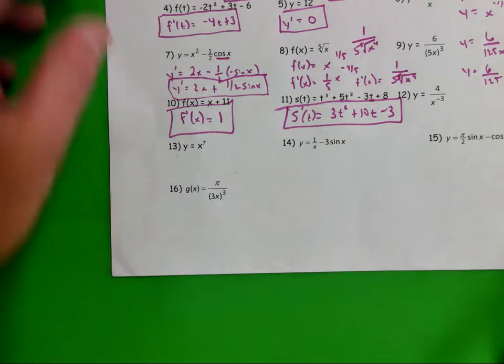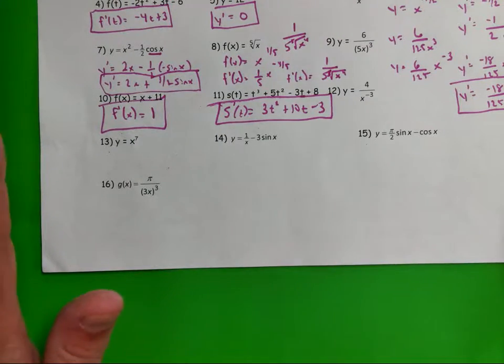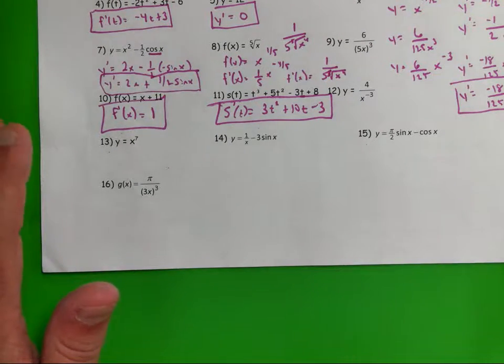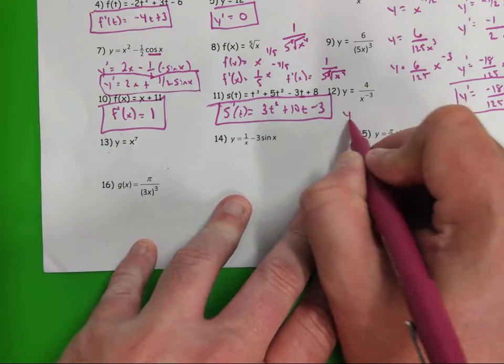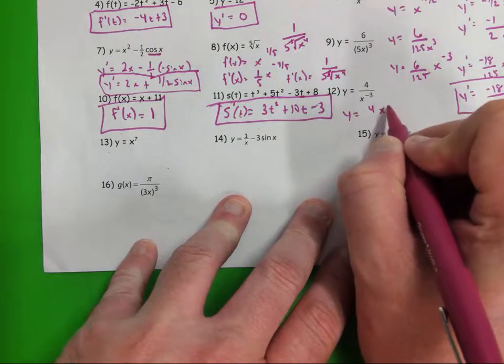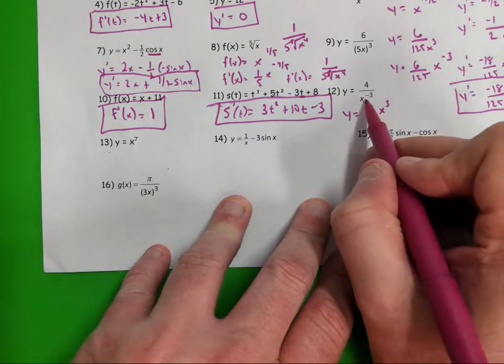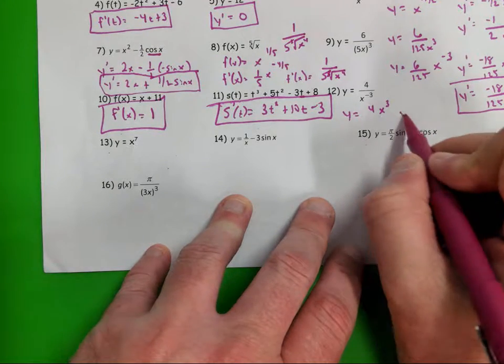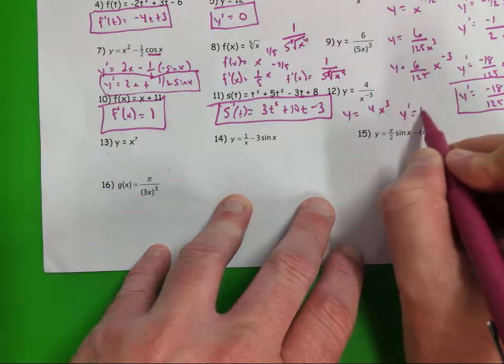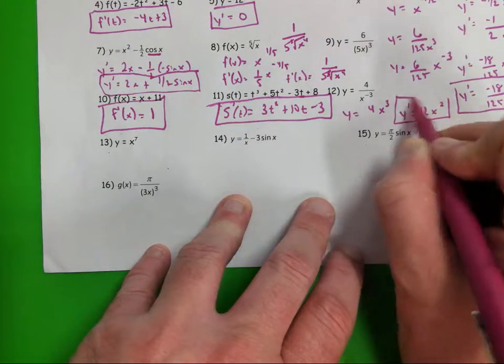Alright, number 12. I do have a variable in the denominator. That should be an alert for you. So I'm going to rewrite that as y equals 4x to the 3rd power. It was negative here, so when it comes up to the numerator it is positive. Now find the derivative. y prime equals 3 times 4 is 12, x squared.